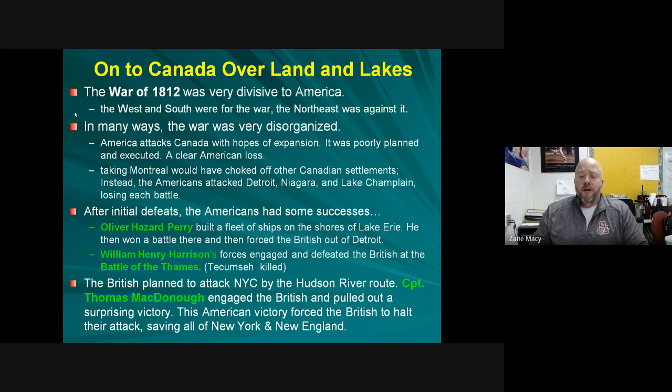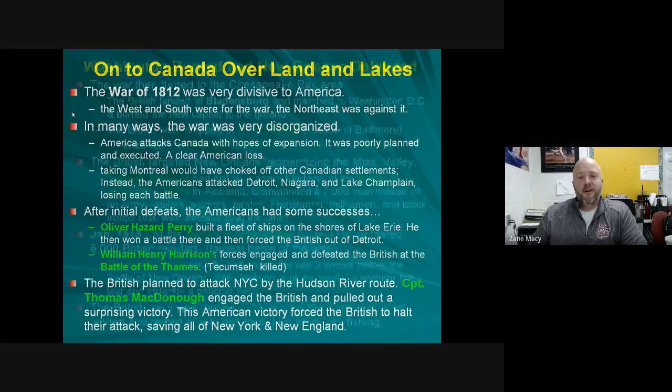Captain Thomas MacDonough ends up engaging the British and pulling out a victory there. We maintain control of the Hudson. That's going to allow us to continue to move our forces east to west. It saves New York, it saves New England, keeps New England from being cut off from everything else. And again, it's a failure of the British to push farther down into American territory.